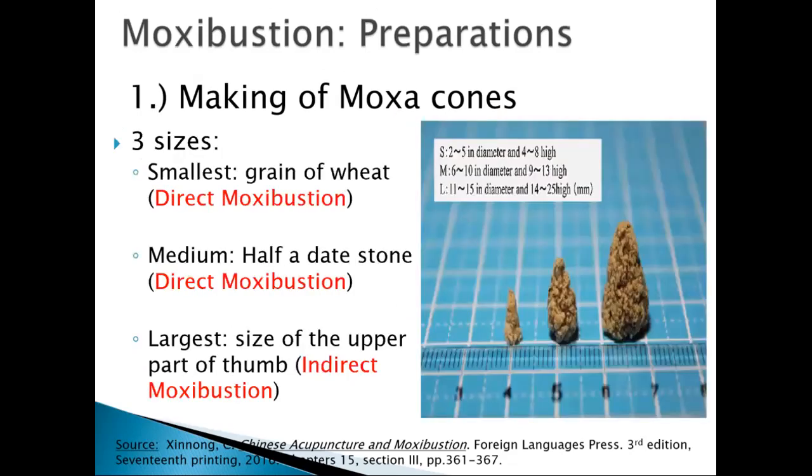But in a more modern description, the small moxa cone is 2 to 5 millimeters in diameter and 4 to 8 millimeters high, and with the largest roughly 11 to 15 millimeters in diameter and 14 to 25 millimeters high. So that's roughly around 1 to 2 centimeters. No? So this is the modern or Western way of measuring the moxa cones. So your smallest and medium sizes are used for direct moxa, and for your largest moxa cones, they are usually used for indirect moxibustion. Later, we'll discuss them more.